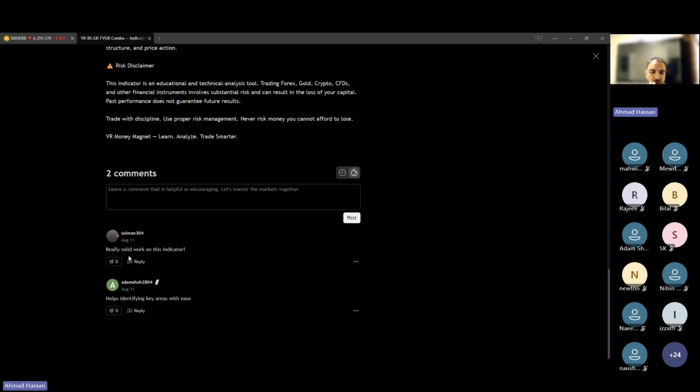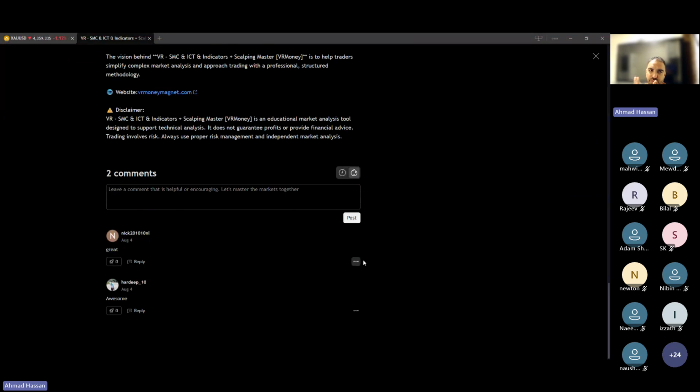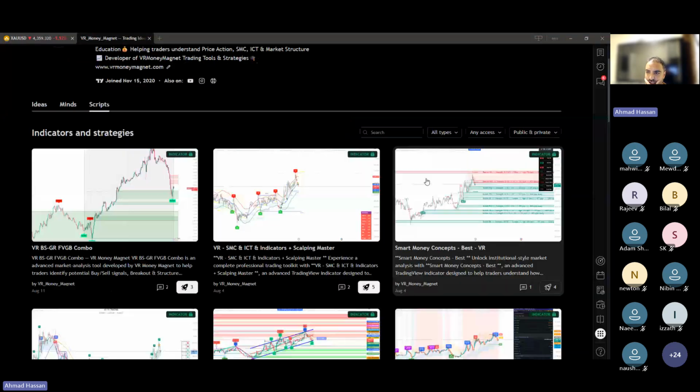So I can see really solid work on this indicator. Adam has given a help set identifying key areas. So you can give the feedback. If it is working fine for you, you give us a feedback on that, whether it is going fine or not, or you need any changes in that, we can see. So for example, if you click one time here and give a feedback, it will help us to improve, next time we'll do better, all those things.